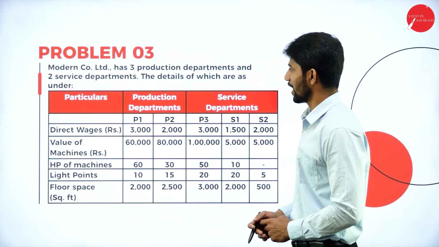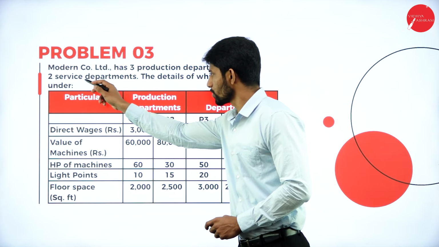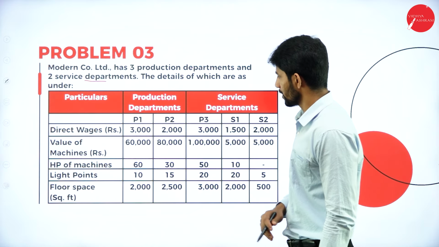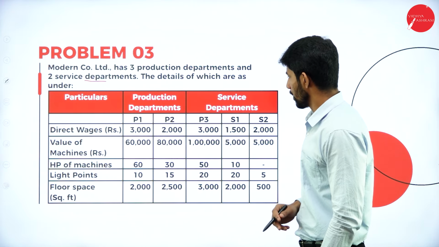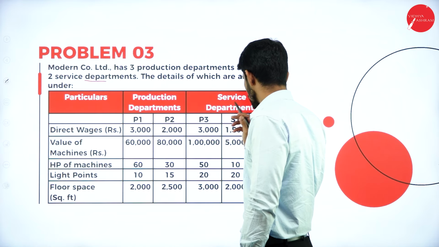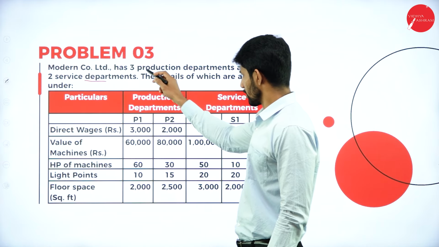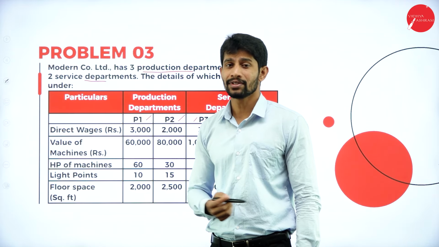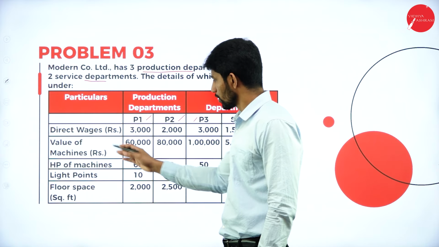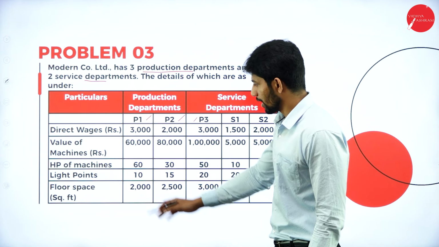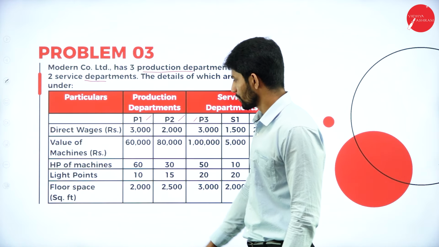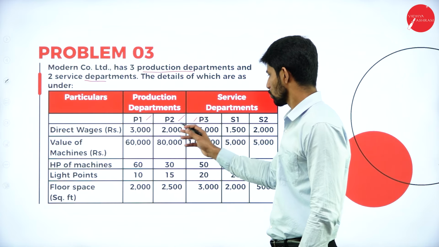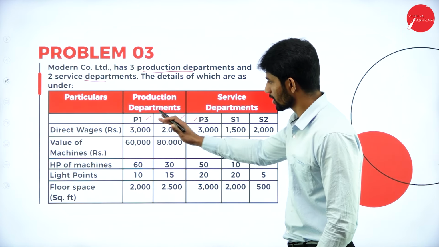Modern Company Limited has 3 production departments and 2 service departments, the details of which are as under. So which are those departments? Here you can see departments P1, P2, P3 and S1, S2. So we have totally 3 production departments, that is P1, P2, P3 and 2 service departments, that is S1 and S2. Direct wages, value of machine, HP of machine, lighting points and floor space are given. So direct wages is how much? 3,000, 2,000, 3,000, 1,500, 2,000. So this information is given.